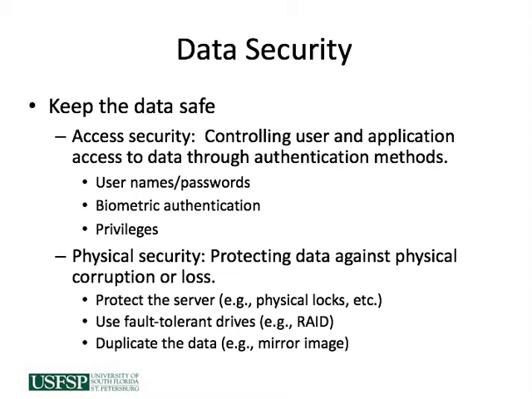Physical security involves protecting data against physical corruption or loss. For example, you can physically secure the building in which the database server is housed through physical locks. You can also use fault-tolerant hard drives, also called RAID, redundant array of independent disks, configuration of hard drives, which allow you to fully recover the data if one of the drives crashes. Another method to physically protect the data is to make sure you duplicate the data to a different site, often called mirroring the data.